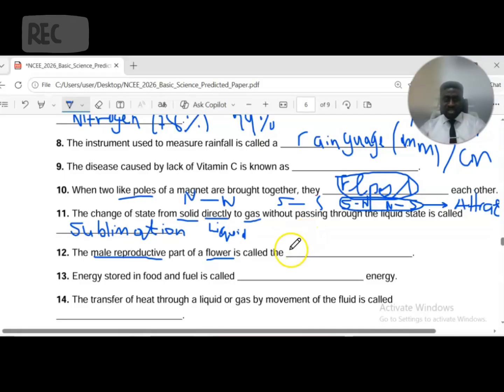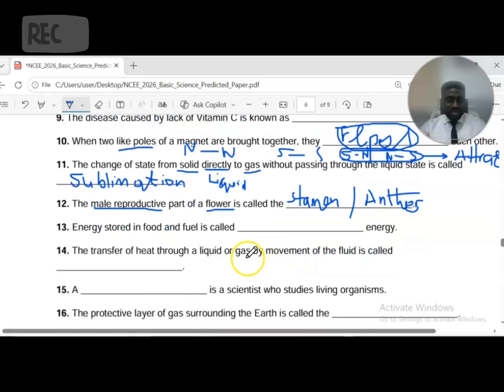So having said that, does that inform the answer? Of course, I mentioned the male part being the stamen, or you can say the anther. The anther is a part of the stamen, and you also have the filament. But in this case, the male reproductive part of a flower is called, you can say, the stamen, if you so choose, or you can say the anther. I hope that makes sense. All right, note it down. That's the correct answer to fill in that blank space.